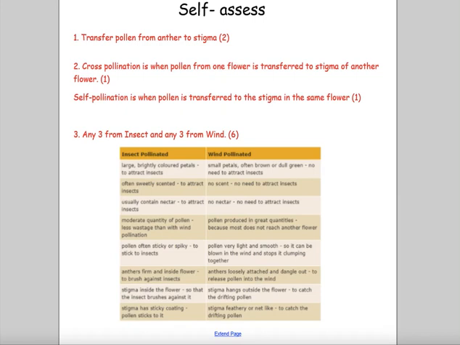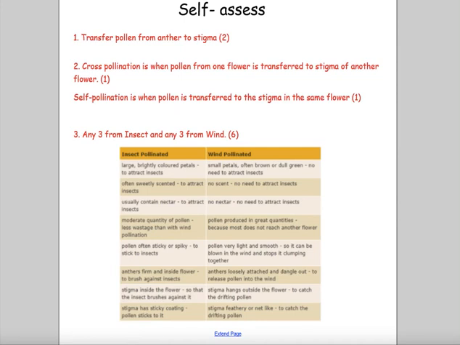And then looking at number 3, the longest 6-mark one, these have been summarised in a table. So we're looking for any 3 from the insect side and any 3 from the wind pollinated side. So things like the insect pollinated flowers are going to have large colourful petals to attract those insects. They're often going to smell very nice to attract those insects, and they often contain nectar so that the insect that lands there is getting something out of being at that plant and then has a purpose for moving on to another plant and transferring that pollen with it.